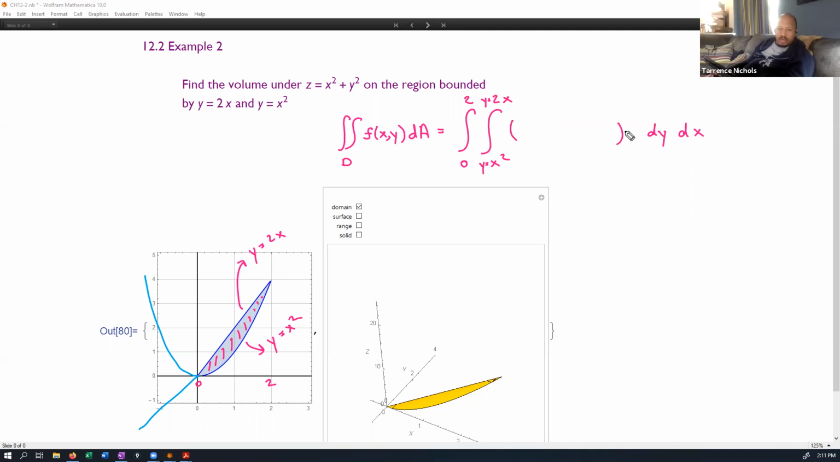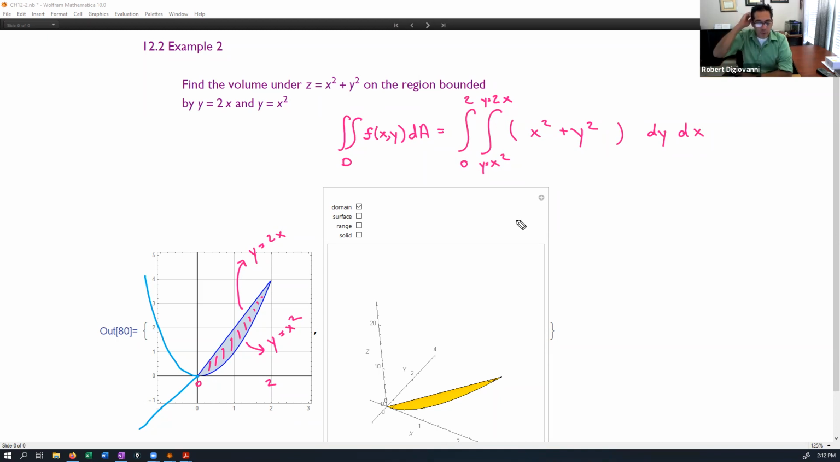The function, right? X squared plus y squared. That's it. There you go. So there's your setup. You first integrate this with respect to y, and then plug these two things in for y, and then integrate that with respect to x, and then plug in 0 and 2 for x.